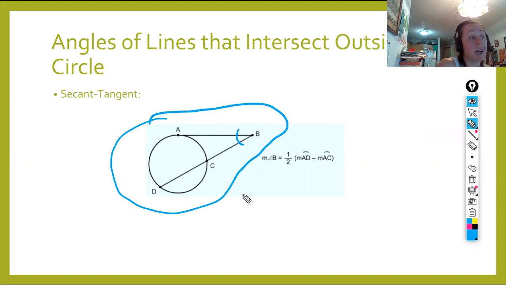In order to do that, we're going to subtract the two arc measures and divide by 2, or multiply by a half. So to find this angle, and this would be something you guys want to write down, we take half of arc AD minus arc AC. Okay, so the bigger arc minus the smaller arc there.